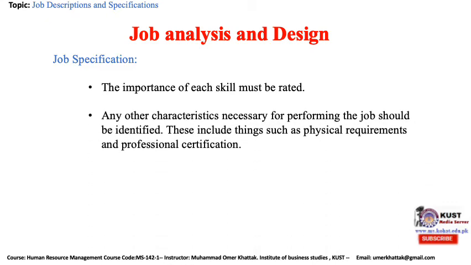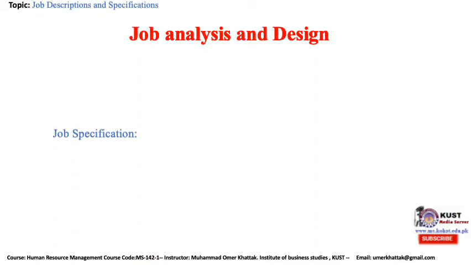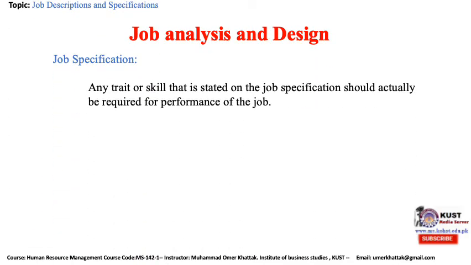Any other characteristic necessary for performing the job should be identified. These include things such as physical requirements and professional certifications. Each skill that has been identified needs to be specifically linked to each job task. Any trait or skill that is stated on the job specification should actually be required for performance of the job.